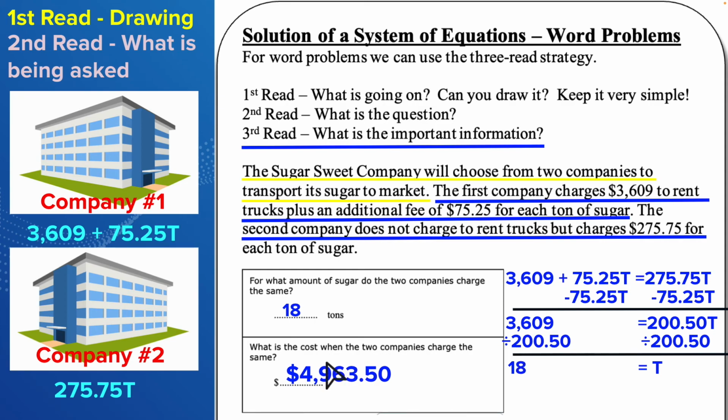You're just taking this 18 tons and you're plugging it in to either company 1 or 2. Doesn't matter which one you plug it into because they should equal the same at this point.